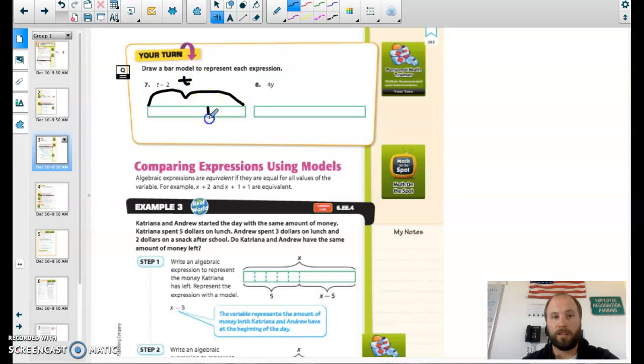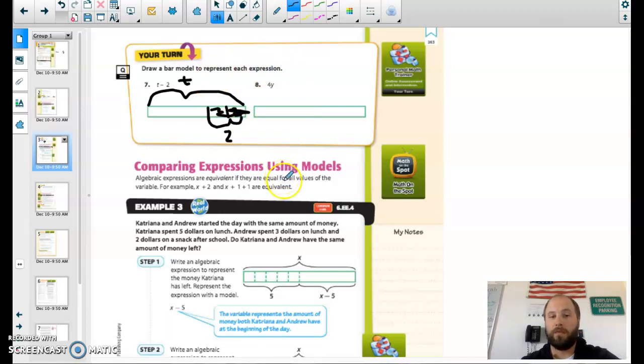And then we could color in, sorry, this isn't great, but we could color in these 2 pieces. That's why I have t minus 2 of them. Okay? So we could also do 8 for 4 times y.